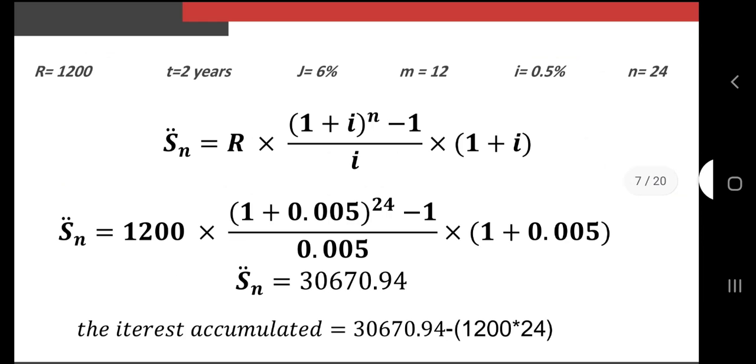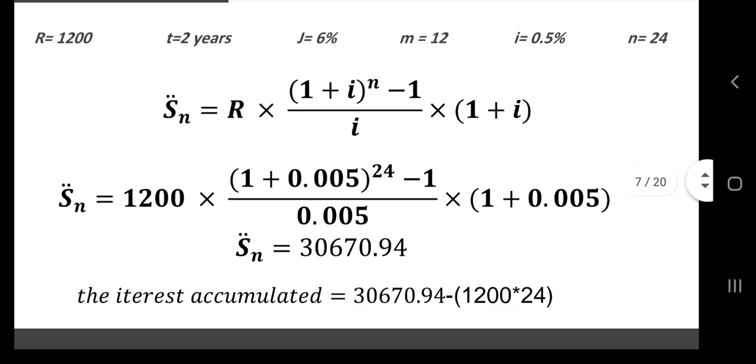So the future value S double dot n equals 1,200 times 1 plus 5 per thousand all to power 24 minus 1 over 5 per thousand all times 1 plus 5 per thousand. So S double dot n equals 30,670. The interest equals 30,670 minus 1,200 times 24.